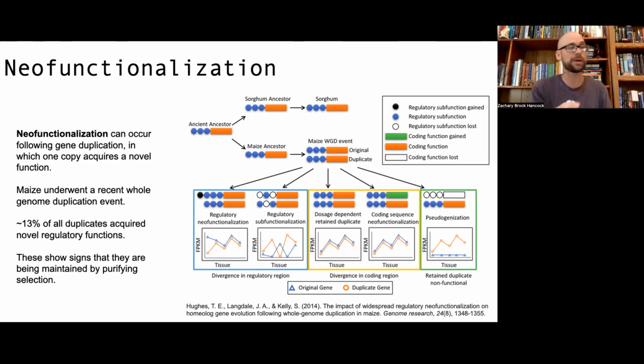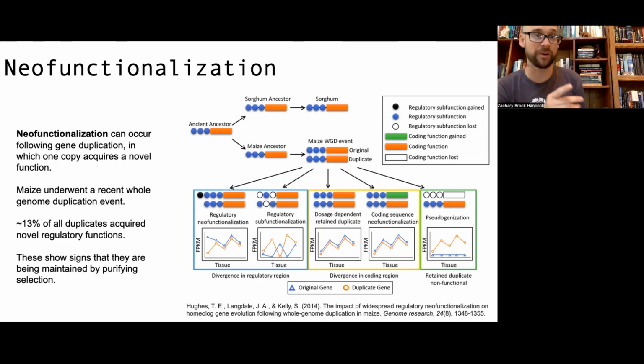Now, a really cool example of this is from corn. So maize underwent a recent whole genome duplication event since the ancestor that it shares with sorghum. Both of these are agricultural crops. And so since maize has undergone this whole genome duplication, it not only is just a single gene duplicate, its whole genome got duplicated. Now, what this research found is that around 13% of all the duplicates that exist in the genome have acquired novel regulatory functions.